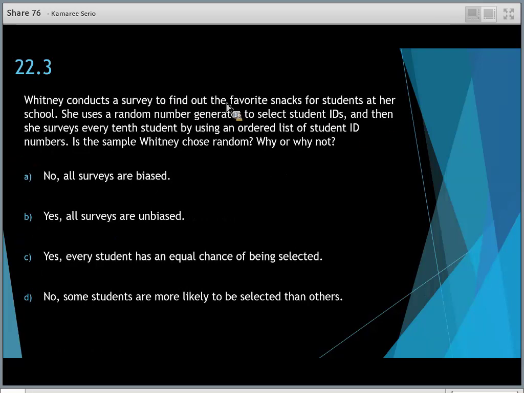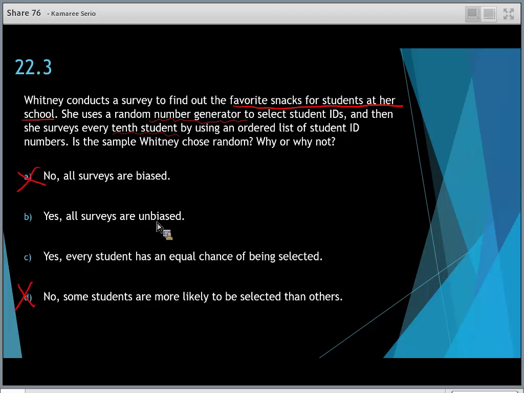Right, Whitney conducts a survey to find out the favorite snacks at her school. She uses a random number generator to select student IDs, and then she surveys every 10th student by using an ordered list of student ID numbers. Is the sample Whitney chose random? Why or why not? Well, she used a random number generator, right? And then she surveyed every 10th student. So I would say yes, that is random. So I'm going to cross off the no's.